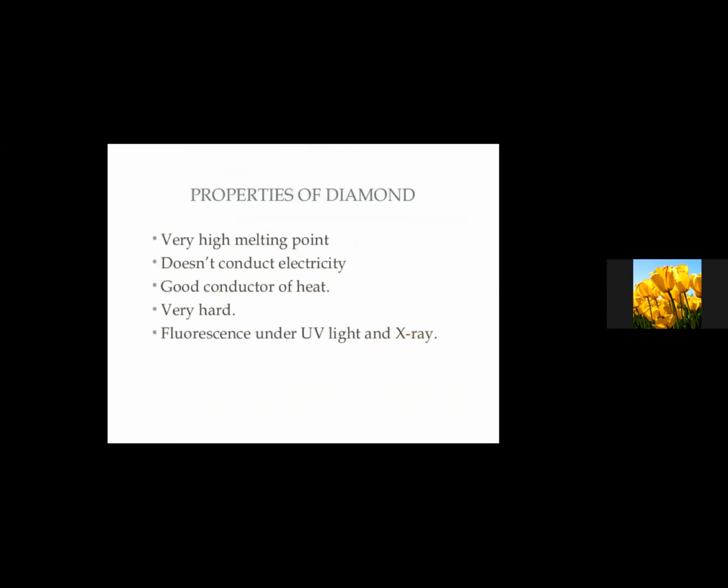The properties of diamond: it has a very high melting point and doesn't conduct electricity, but it conducts heat, is very hard, and also shows fluorescence under UV light and X-ray. Once more, it has a very high melting point. It doesn't conduct electricity. It's a good conductor of heat, very hard, and shows fluorescence under UV light and X-ray. These are the properties of diamond.